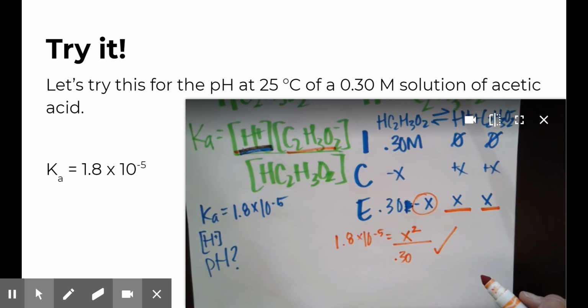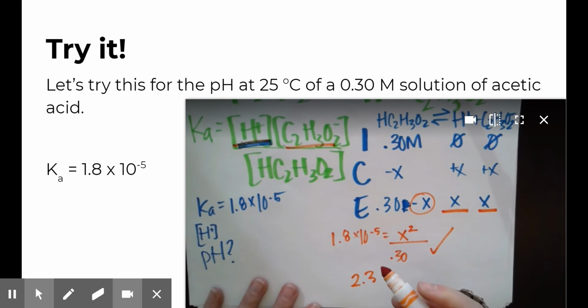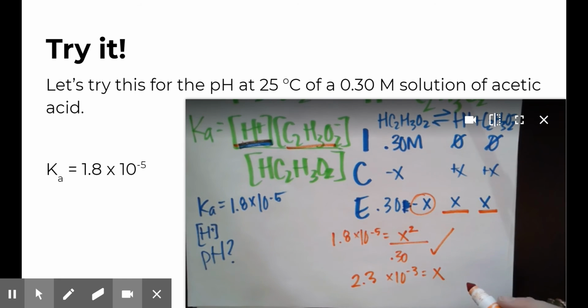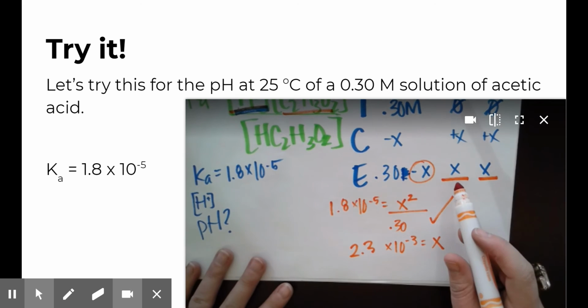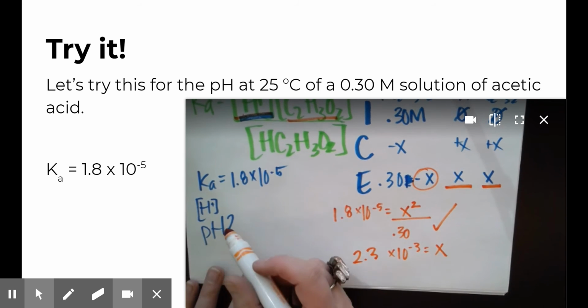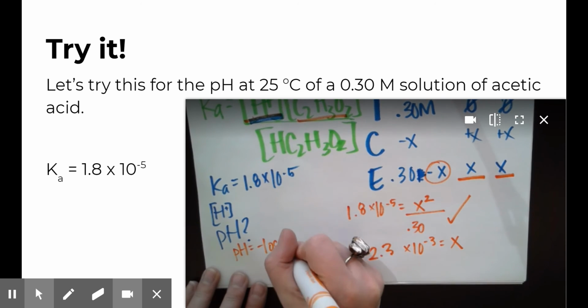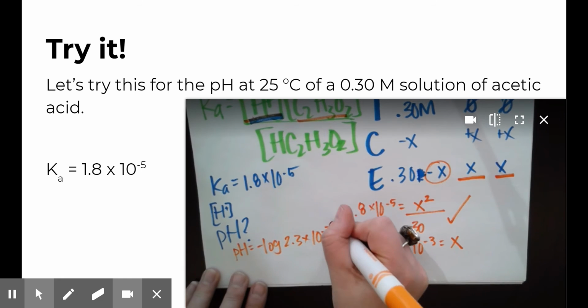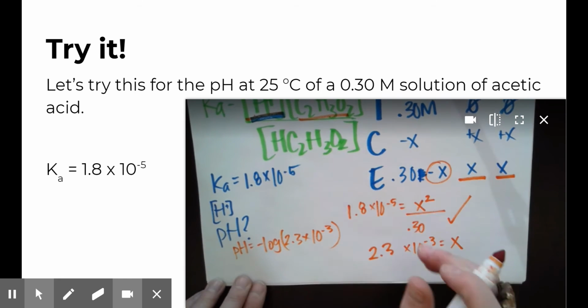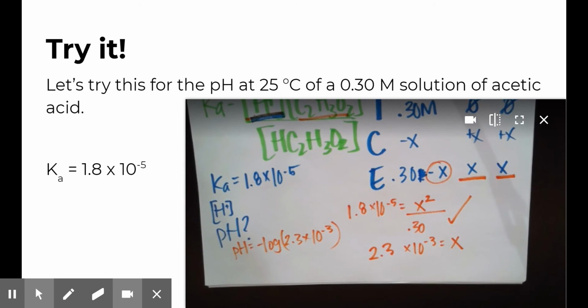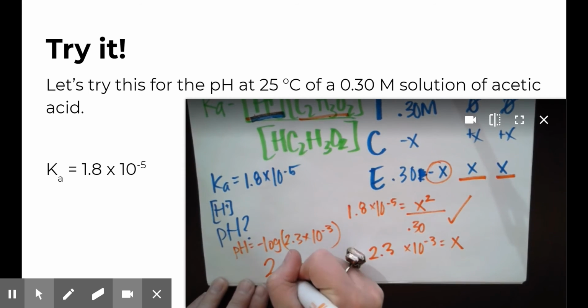Solve for X squared, get me a number. You should have gotten that X squared was 5.4 times 10 to the negative 6. And then when we solve for X, 2.3 times 10 to the negative third equals X. Now what is X again? X is our hydrogen ion concentration. So to get the pH, pH equals the negative log of our hydrogen ion concentration. Make sure you're using parentheses in your calculator so you can get the right number. Take the negative log of 2.3 times 10 to the negative third, and I got 2.64.